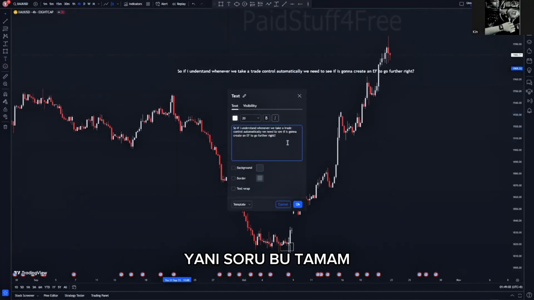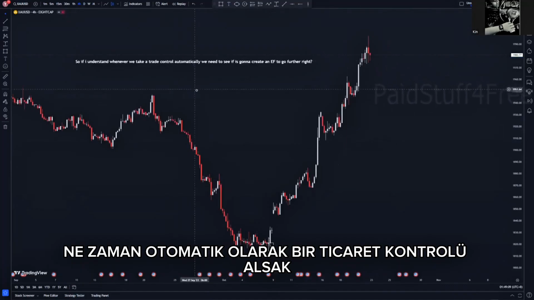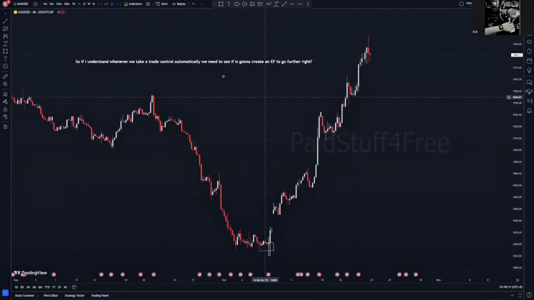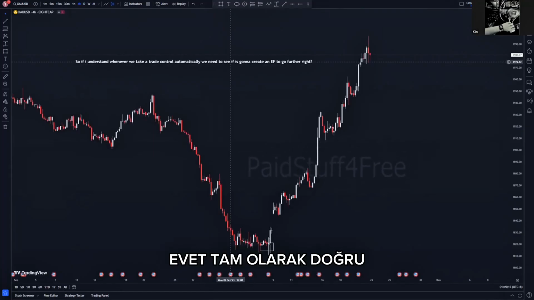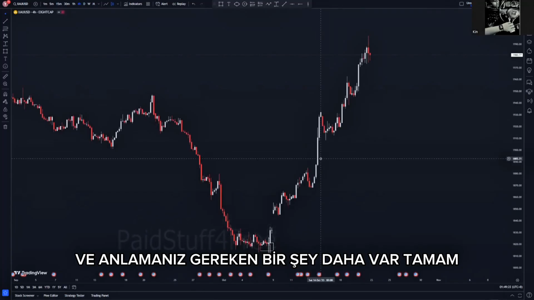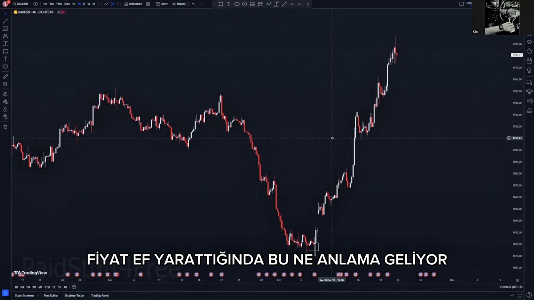So this is the question. If I understand, whenever we take a trade control, automatically we need to see if it's going to create an EG? Yes, exactly. And one more thing, you guys need to understand: when the price creates an EG, what does it mean? When the price creates an EF, what does it mean?